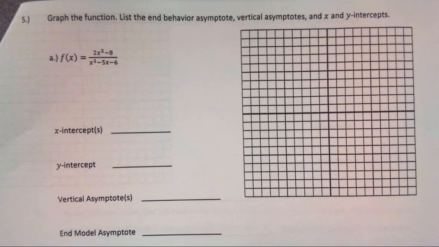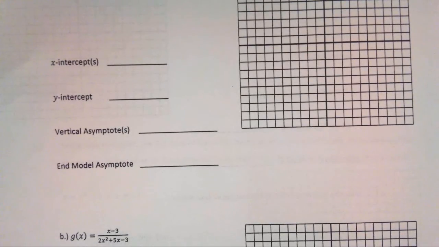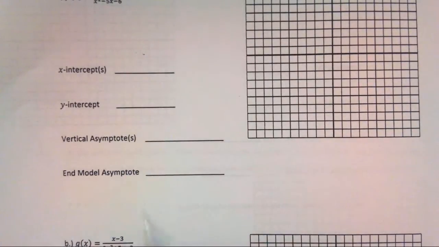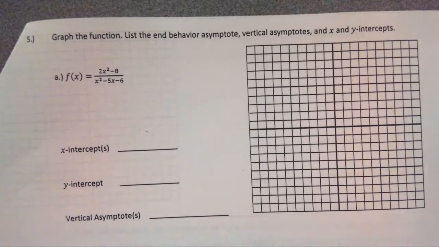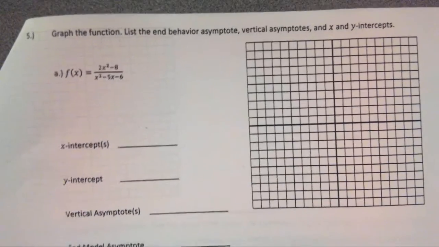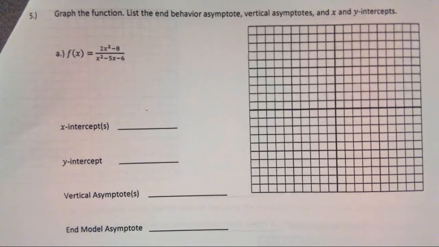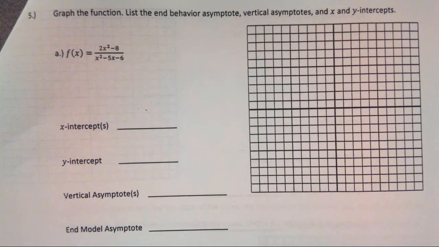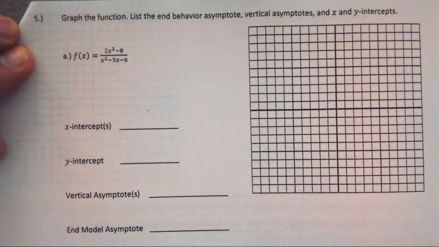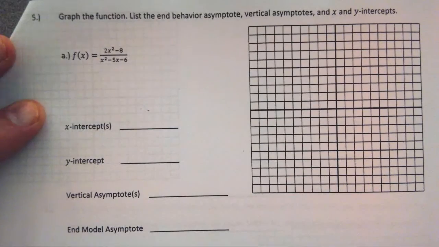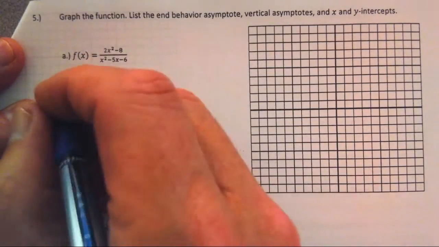We are to graph the function, listing end behavior asymptote, vertical asymptotes, and x and y intercepts. But again, the test will be formatted in such a way that you really shouldn't forget any of those aspects to it. We are not looking necessarily for the most exact graph, so we won't have to t-chart 20 points or anything like that, but we do want a real good feel for the global behavior of this graph. So first thing I want to do, I want to talk about my 3 zero tests.